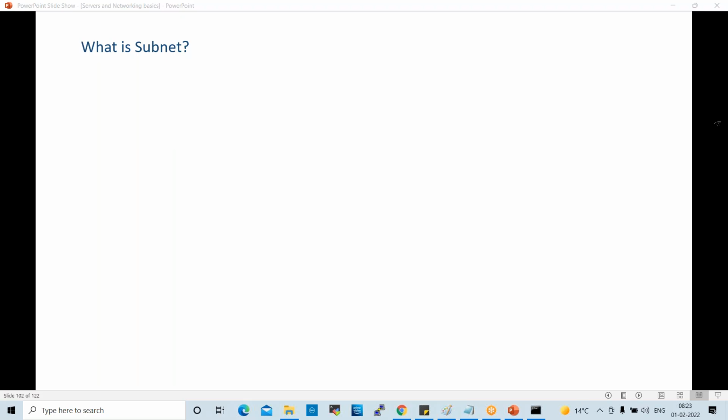So if you create only a single subnet, what will happen? From development server to production server, you can ping. From development servers to database servers, you can access, right? So to restrict that, we can create subnetworks, subnetting. When we create subnets, what will happen? We can control the network traffic by using subnetting, right?